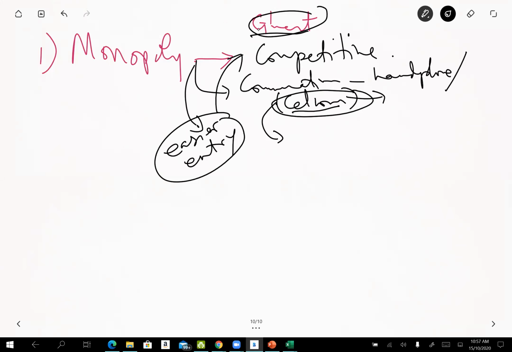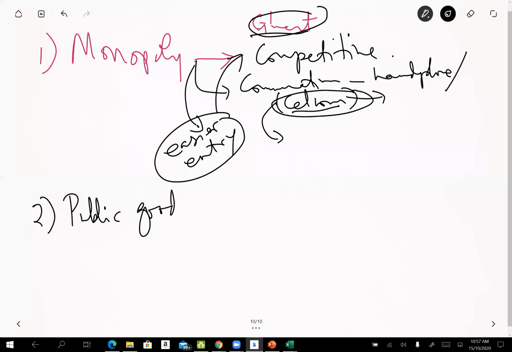So that's one. Number two, there are public goods. When you have public goods, the market fails here, because the market does not provide public goods. Now, what is a public good? Give me an example. Probably you cannot define what a public good is. Give me an example of a public good. Public parks. Okay, a park.